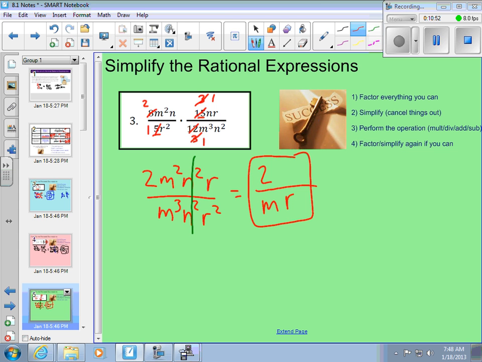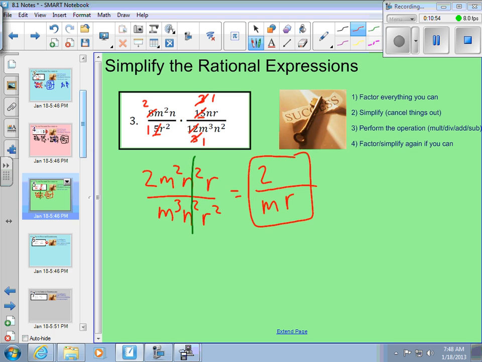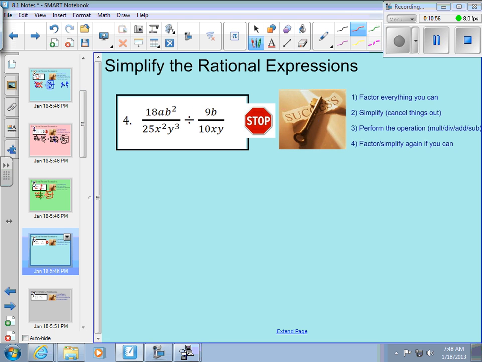Okay. Going on to the next problem. This is, again, a division one. You can see the stop sign there. What do we got to remember to do? Change it from dividing to multiplying. And we do that by doing the reciprocal. So before you start going on this one, make sure you change from dividing to multiplying. So take the reciprocal, multiply, and keep going.